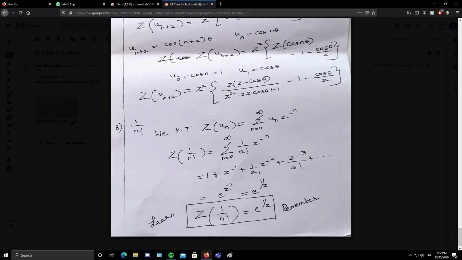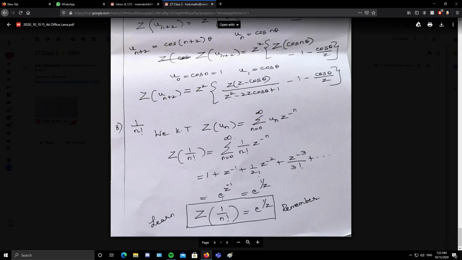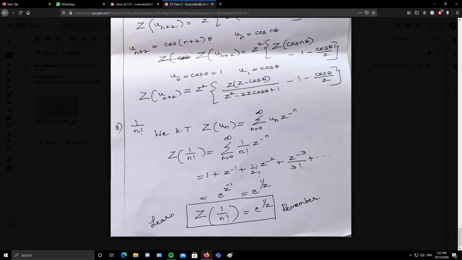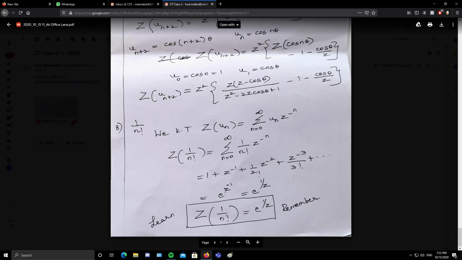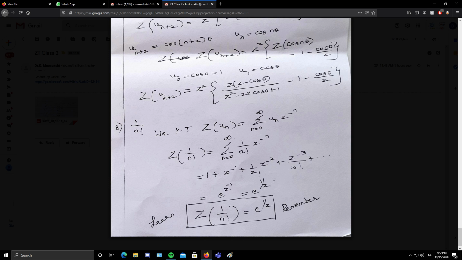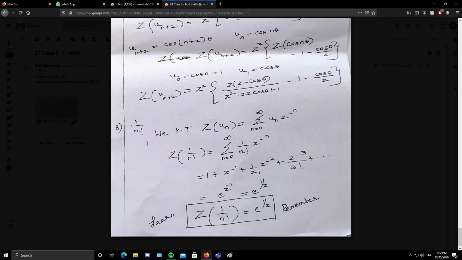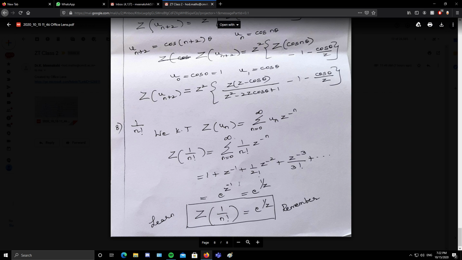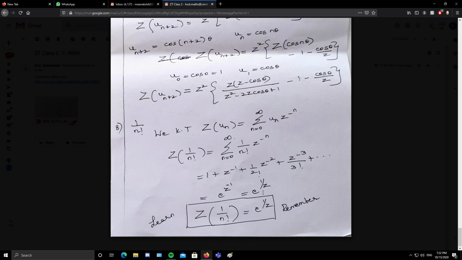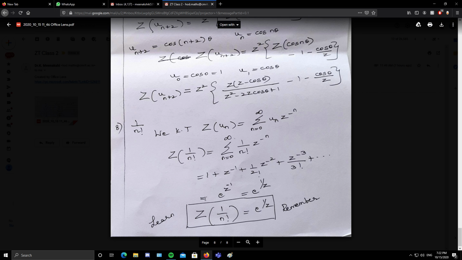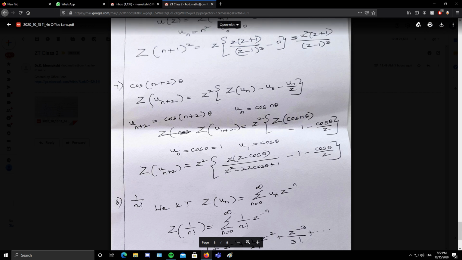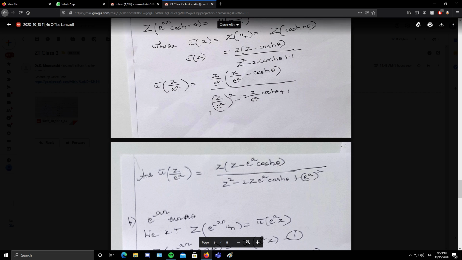So it is of the form 1 plus x by 1 factorial plus x square by 2 factorial plus x cube by 3 factorial plus etc. In place of x you have z inverse. So it is the same as e power z inverse, or e power 1 by z. So this series, learn it by heart: the transform of 1 by n factorial is e power z inverse or e power 1 by z. You will be using this in problems. So you should remember the transform of 1 by n factorial as well as 1 by n. You will be using them in problems.